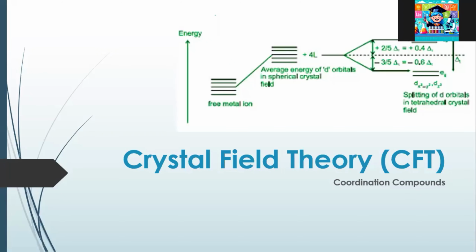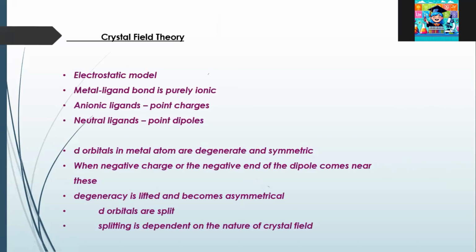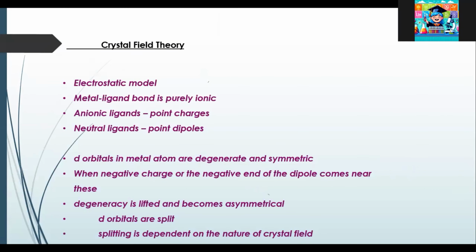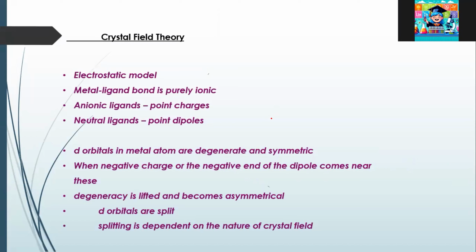Hello everyone. Today we are going to see another theory regarding coordination compounds, their structure and some properties. The name of the theory is crystal field theory, or CFT. Crystal field theory considers both the metal as well as the ligand as charged regions. It is an electrostatic model in which the metal-ligand bond is considered purely ionic.